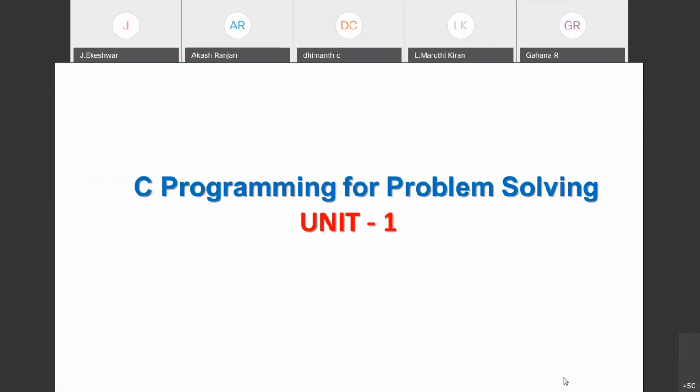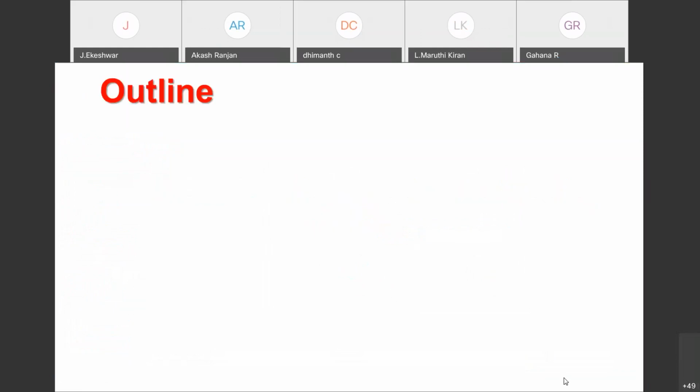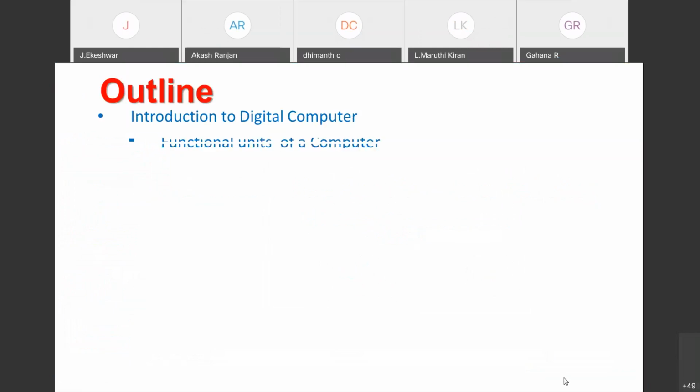Today we shall start with Unit 1 of your syllabus in the C Programming for Problem Solving course. This is the outline of this unit. These are the topics we are going to cover in this unit. First, we'll be discussing Introduction to Digital Computer, where we'll be looking into the functional units of a digital computer. Before that, we shall try to define what a computer is, what are the functional units of a computer.